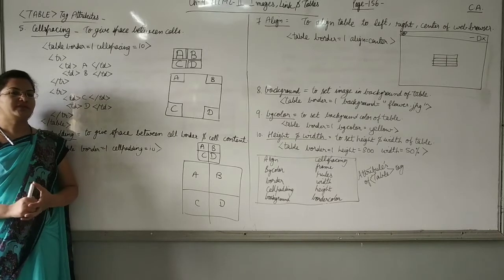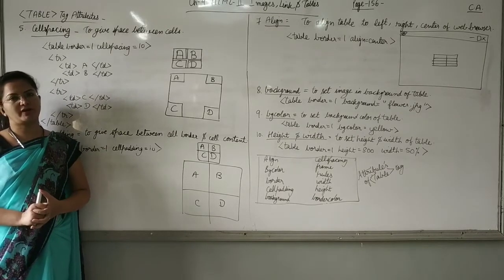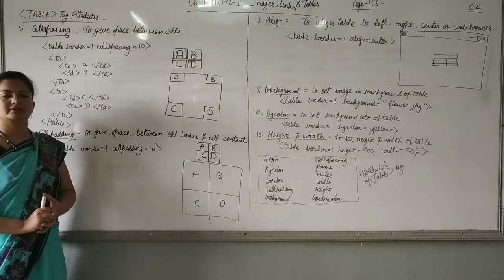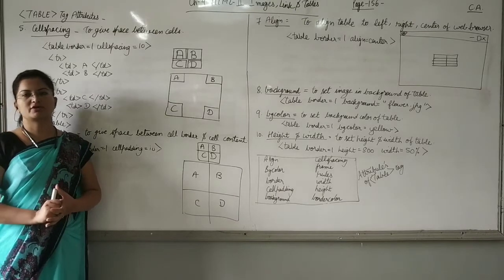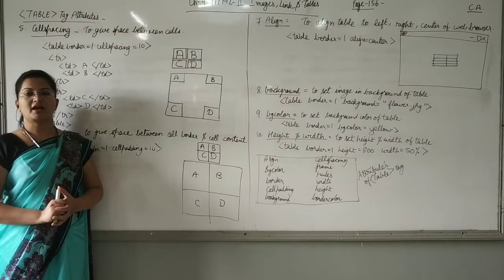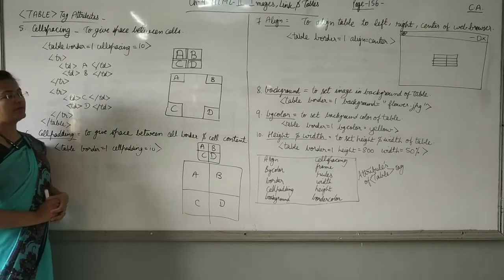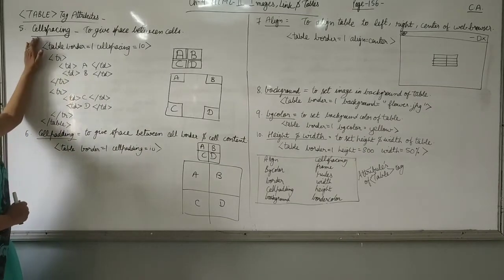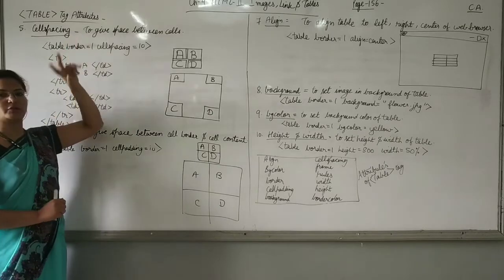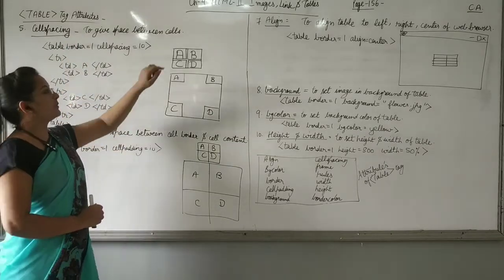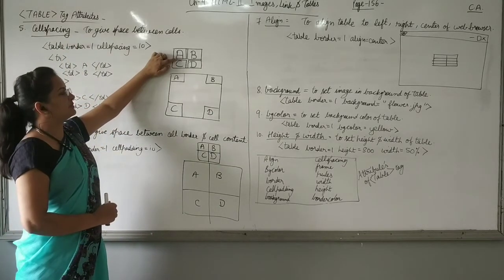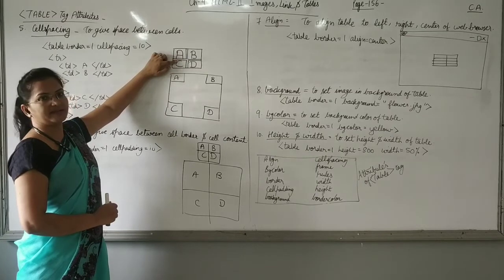So students, till now we have studied 4 attributes of table tag: border, border color, frames and rules. Now we have a few more attributes for table tag. The next is cell spacing. Cell spacing means space between 2 cells. By default we have seen that the space between 2 cells is very less.